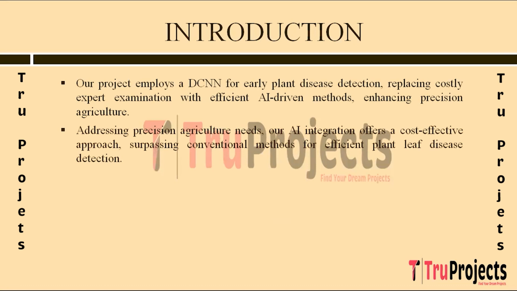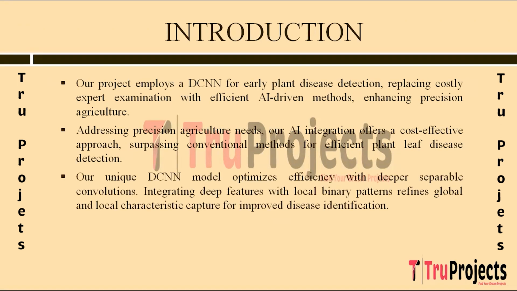Precision agriculture success hinges on timely disease identification to minimize crop losses. By integrating AI, the project aims to surpass the limitations of conventional methods, ensuring a cost effective and efficient means of disease detection in plant leaves.